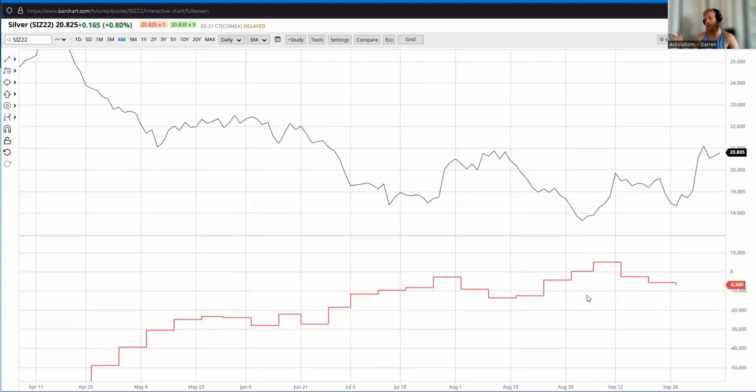Is the COT data going up or going down long term? Since April 25, it's going up. Okay, so since April 25, the COT data at the bottom in the red has been going up. What's been happening to silver price? It's going down. Exactly. Price going down. So what do we say?